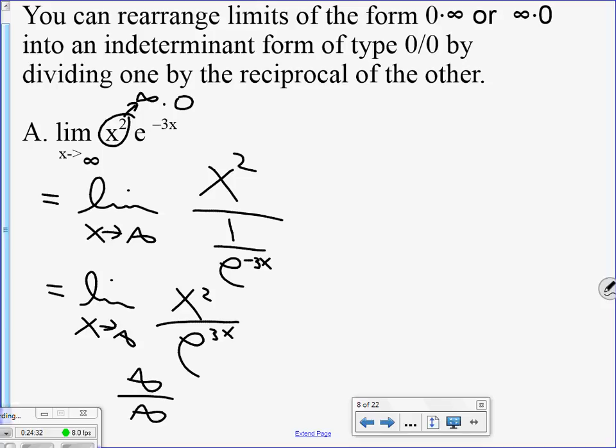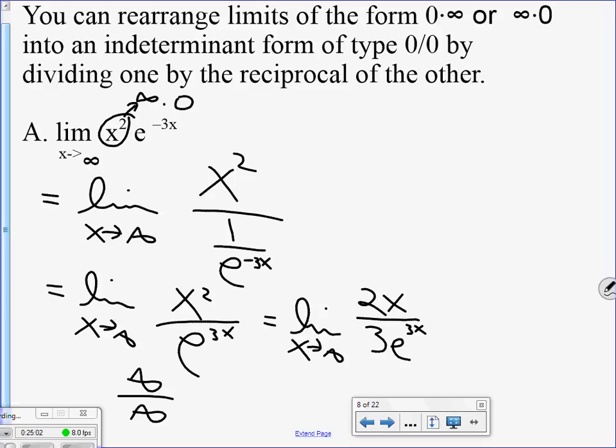Now we have something to do. We can use L'Hopital's. Okay, so it's infinity over infinity. So we write this limit equals the limit as x approaches infinity. What should I write for the numerator? 2x. What should I write in the denominator? Right, e to the 3x times 3.